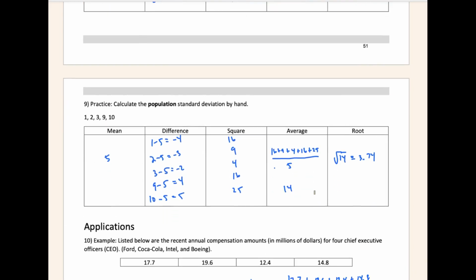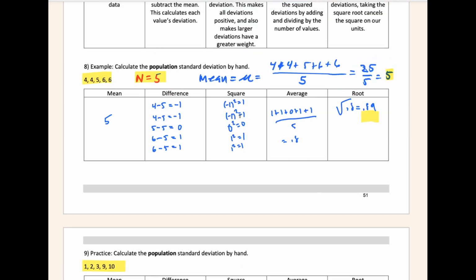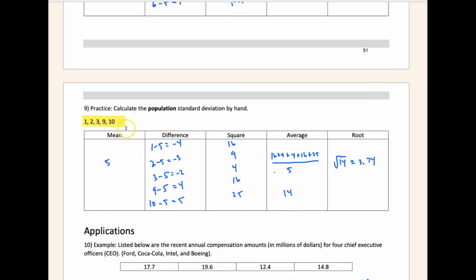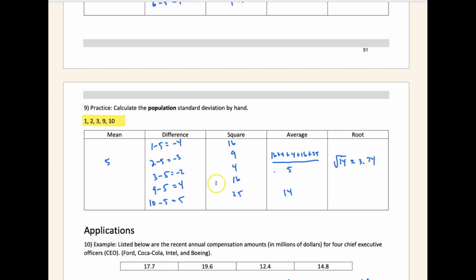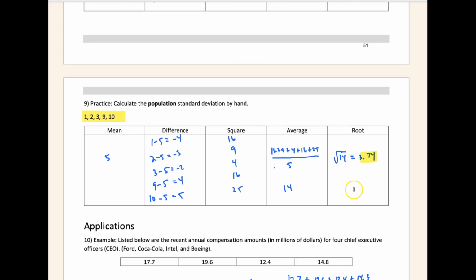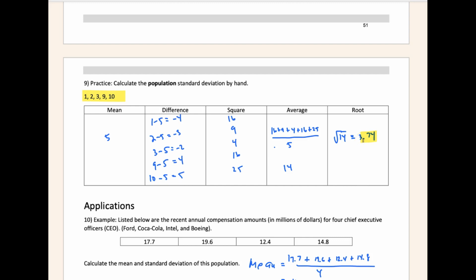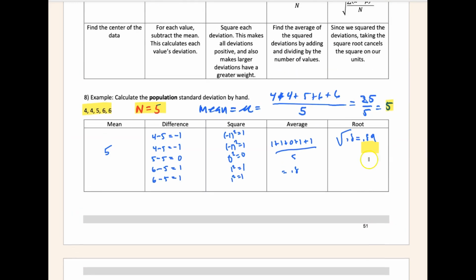Let's look at another example here. The mean of this data is 5. Again, we know this already from these two data sets we used previously. Find the deviations. We square those numbers and add and divide by 5 and you get 3.74. So you can see it's a larger standard deviation. 3.74 is larger than 0.89.